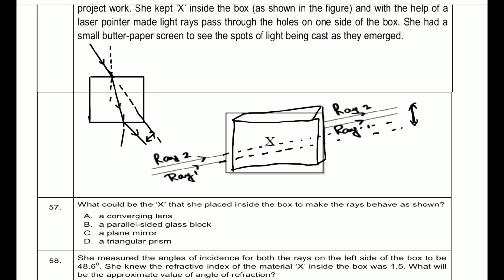So let's see the options here. A converging lens, no, a converging lens cannot do that. A parallel sided glass block, yes, this can be the option. So your glass slab is actually a parallel sided glass block, yes or no? A plane mirror cannot do that. A triangular prism will not do that. So the answer to this question is a parallel sided glass block. I hope you guys can understand.